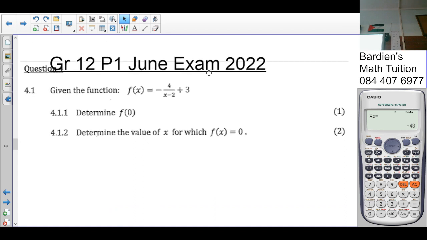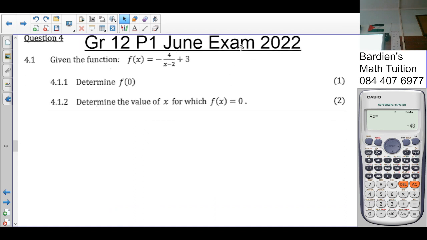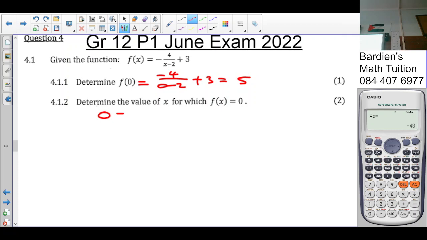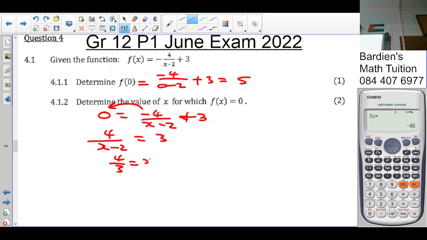People, question 4. In question 4, we are given f of x equals the hyperbola function. They want to know what f of 0 is. So for f of 0, wherever you see x, you put a 0. So it's going to be 5. Determine the value of x for which f of x is equal to 0. So negative 4 over x minus 2 plus 3 is equal to 0. Take it over the equal sign, it becomes 4 over x minus 2 is equal to 3. Cross multiply, so 4 over 3 is equal to x minus 2. So x is going to be 10 over 3.